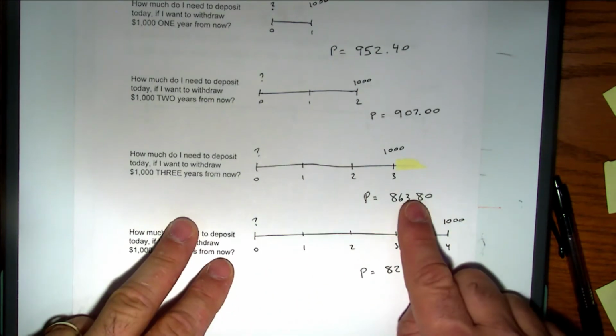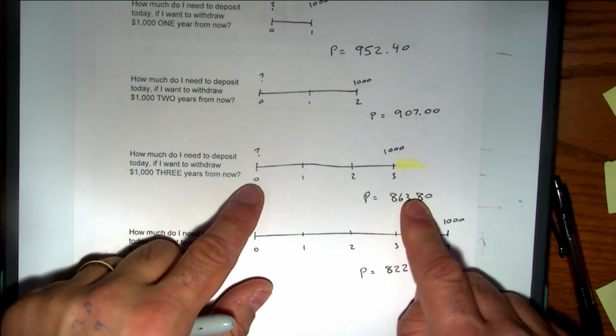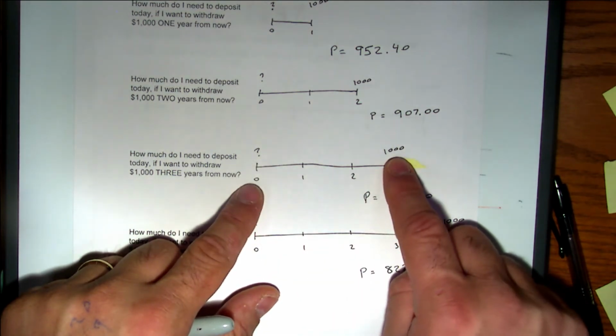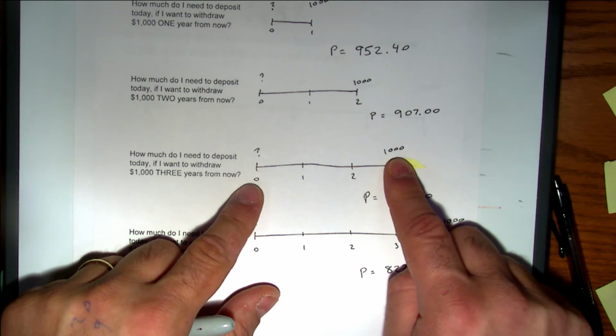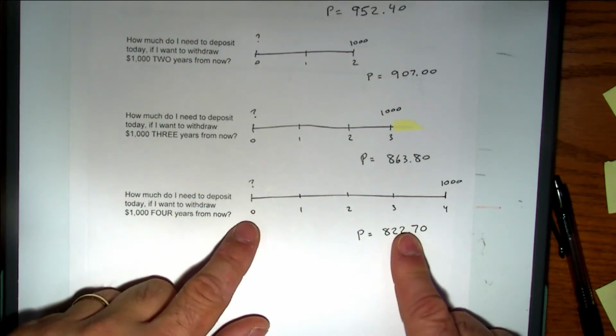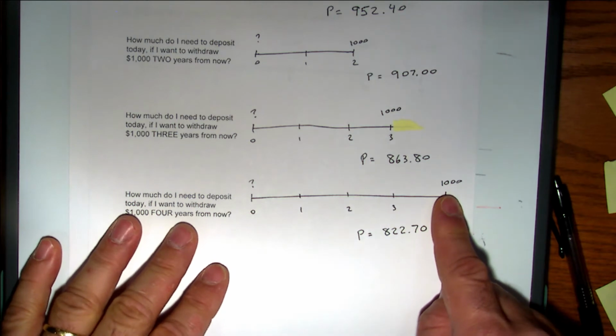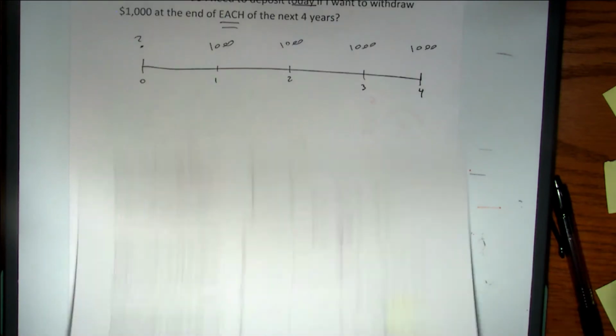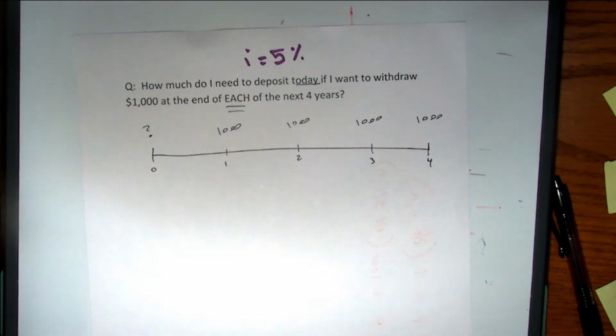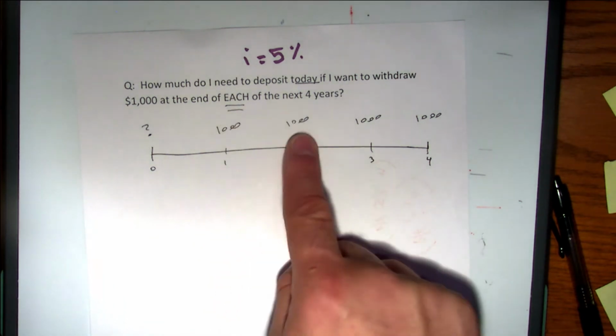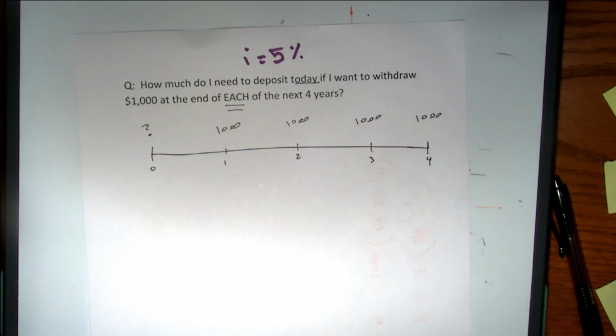I would pay this much today for something that would give me $1,000 in 3 years at 5%. And I would pay this much for something that would give me $1,000 in 4 years at an interest rate of 5%. So what would I give for something that would pay $1,000 at the end of each of the next 4 years? Wouldn't that be the total of those 4 numbers?